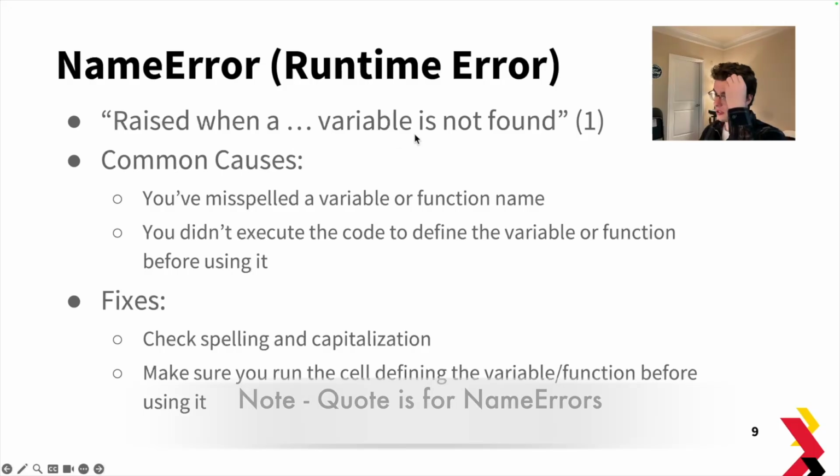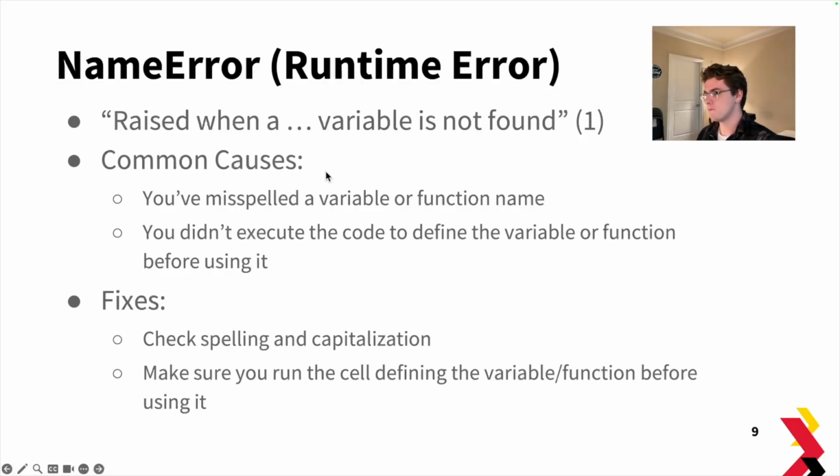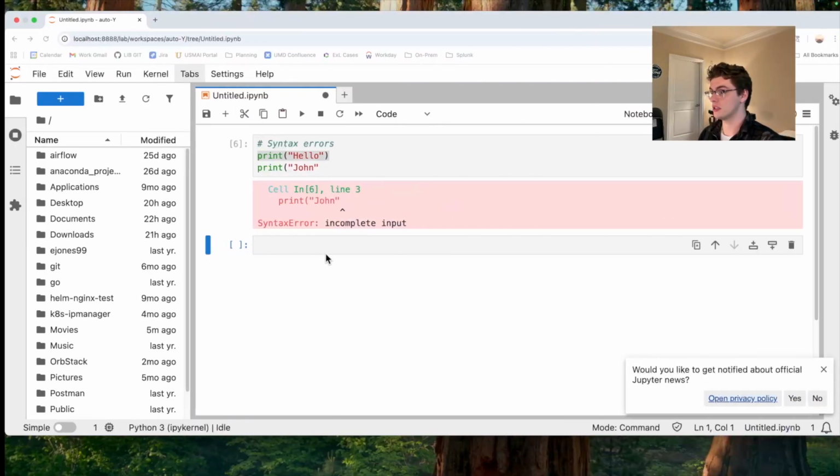And you'll see a quote here from the Python documentation. They're raised when a variable is not found, okay? That's pretty self-explanatory, hopefully, but there's actually a few causes that you might not think about. So common causes are that you've misspelled a variable or function name, or you didn't execute the code to define the variable or function before using this variable or function.